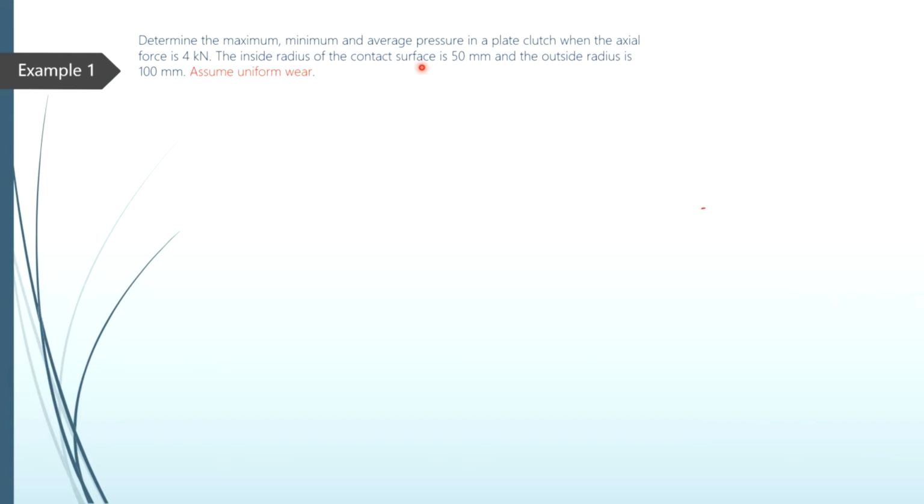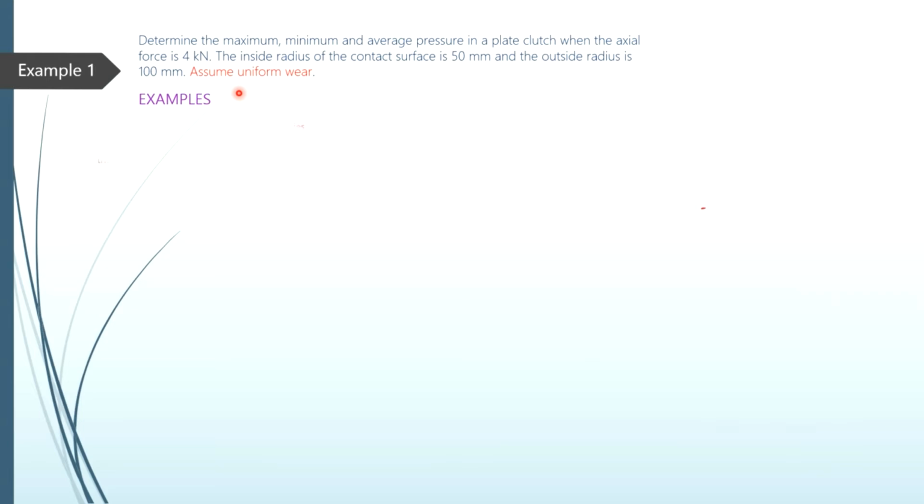The inside radius of the contact surface, that means the minimum radius or the inner radius, is 50 millimeter. The outside radius or the maximum radius is 100 millimeter. The question asks us to assume uniform wear. There's a difference between uniform wear and uniform pressure theory.